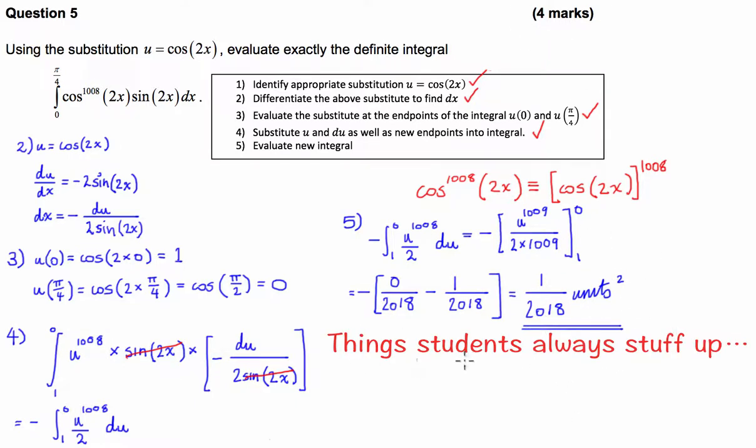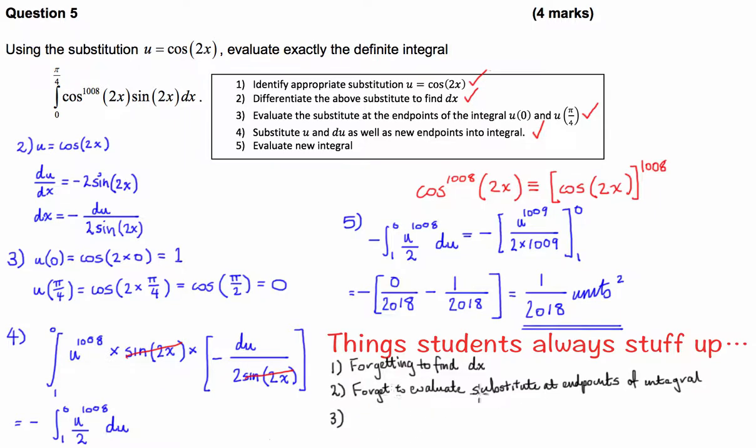So just before I go, guys, I'm going to quickly run through a few of the parts of this question which I think are the most responsible for students not getting the right answer. So the first one is forgetting to find dx. The second one is forgetting to evaluate the substitute at the endpoints of our integral. And the final thing, forgetting to put the units squared at the end of their answer.